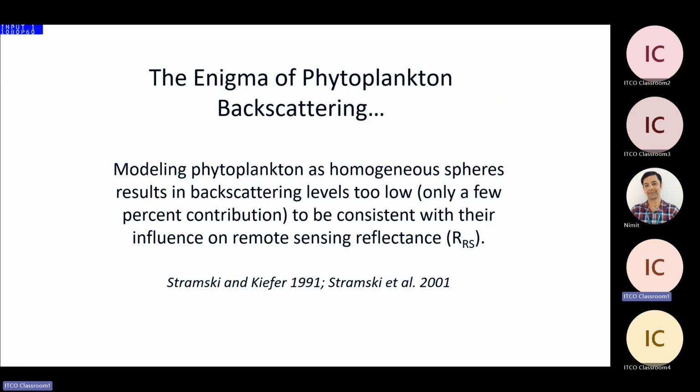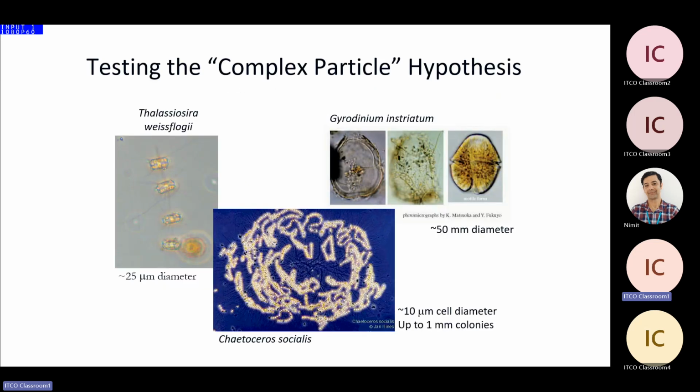But when you do that, you get backscattering levels that are much too low to be consistent with their influence on remote sensing reflectance. So there's something wrong there. It's an enigma. Either our models to predict their contribution to remote sensing reflectance are wrong, or the homogeneous sphere is not a very good model. So one thing we wanted to try was to test the complex particle hypothesis. This is an experiment we did maybe 15 years ago, and it was never published. We keep talking about publishing this, but it's pretty cool.